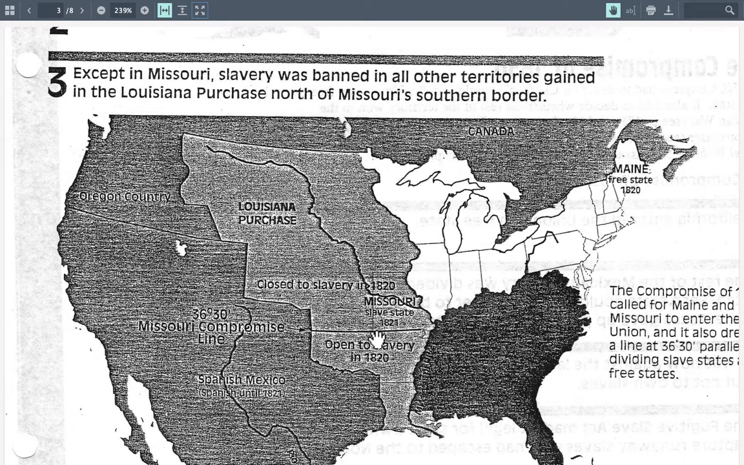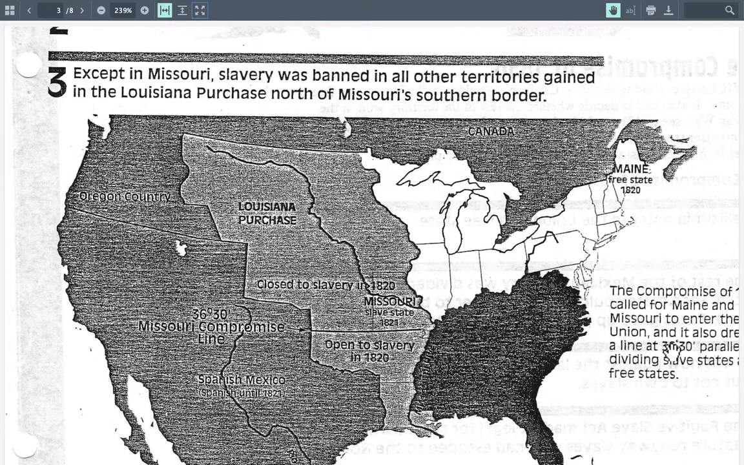So you've got this line here, and everything up here, when it turns into a state, is going to be a free state, and anything below this line, when they become a state, they will be slave states.